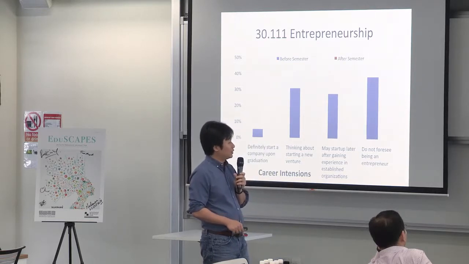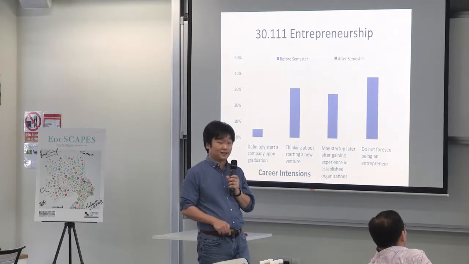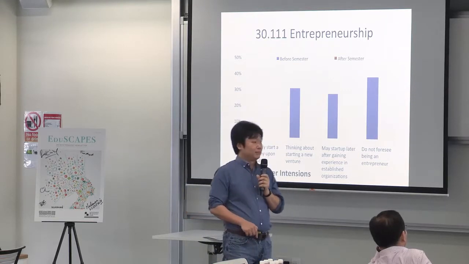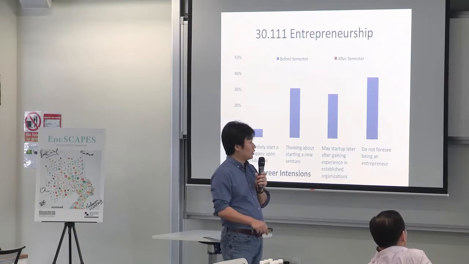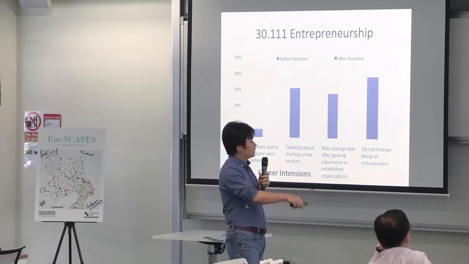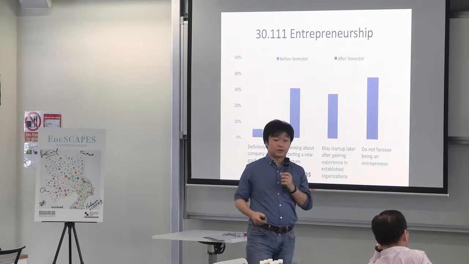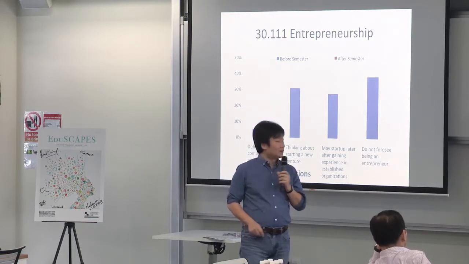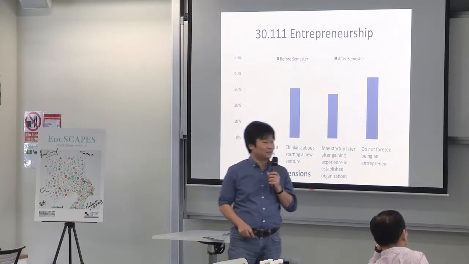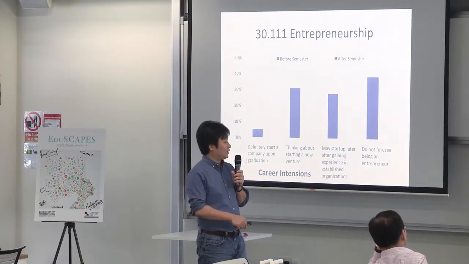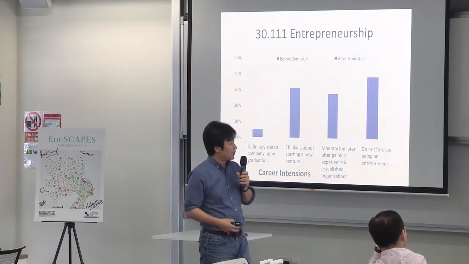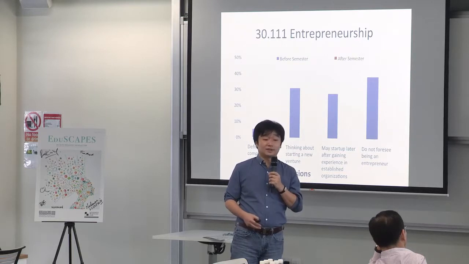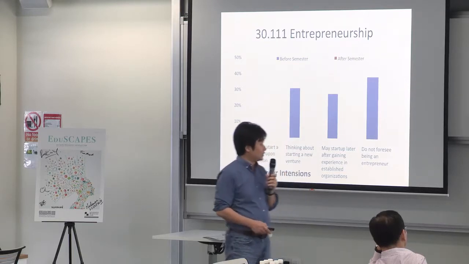And I did a very simple anonymous survey before the class, in the introduction session, about their career intentions. I asked them to choose among 4 options. The first one, to the left, is to start a company upon graduation immediately. And the one to the right is do not foresee being an entrepreneur. The second one is thinking about starting a company. The third one is thinking about a company later on, after getting some experience from large companies.